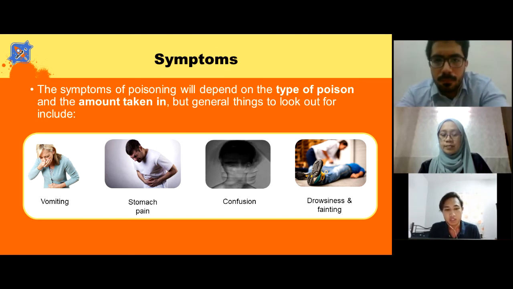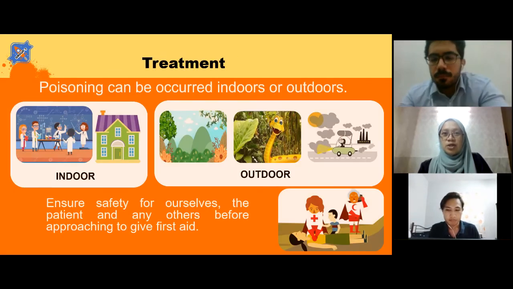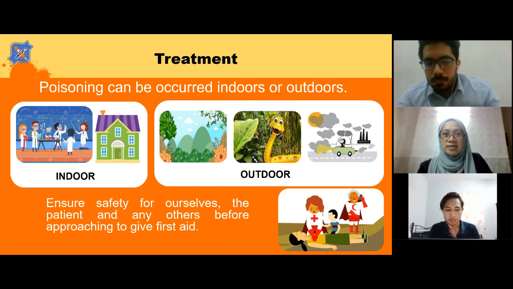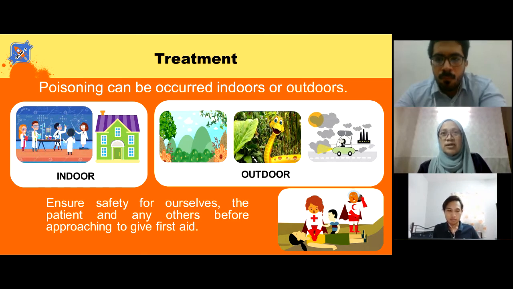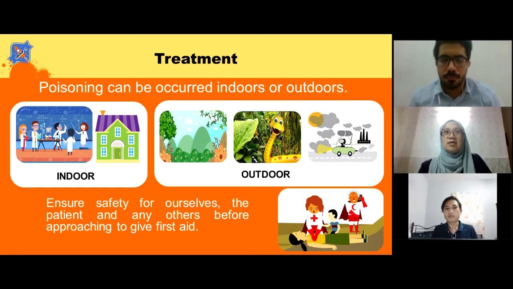Next, I pass to the next presenter, Ms. Rafida. Okay, here I will share basic knowledge and practices in managing poisoning. These general approaches facilitate decisions of the treatment methods of poisoning. However, it depends on which poison the patient has taken, how much it was taken, and how it enters the body. The poisoning can occur indoors and outdoors. We must make sure of the safety for ourselves, the patient, and any others before approaching to give first aid.